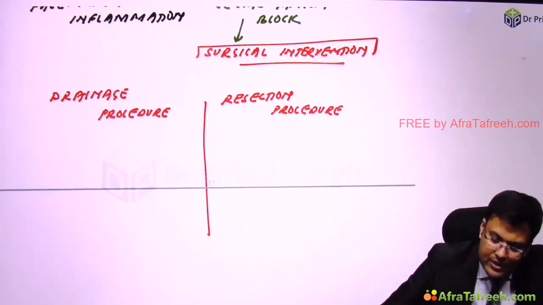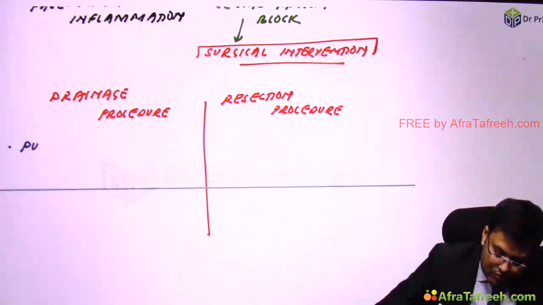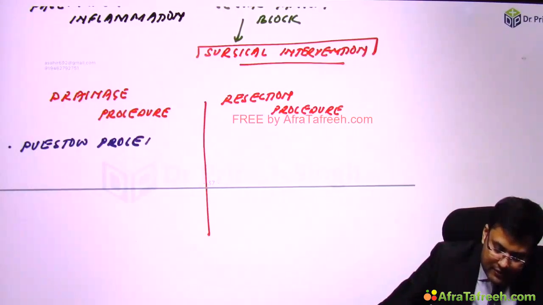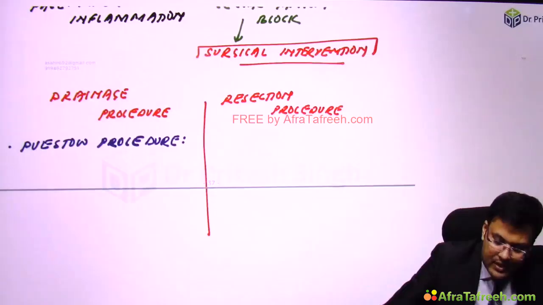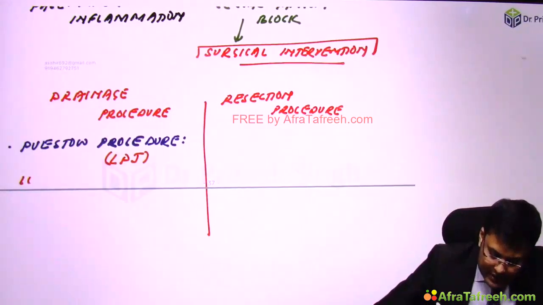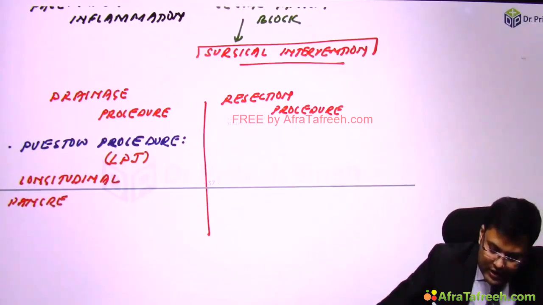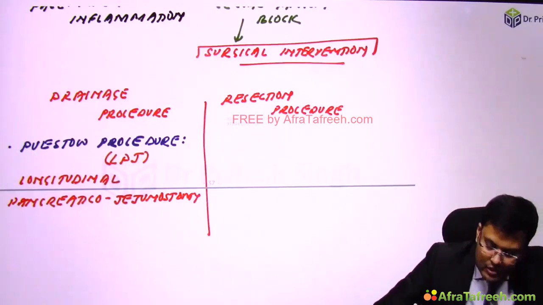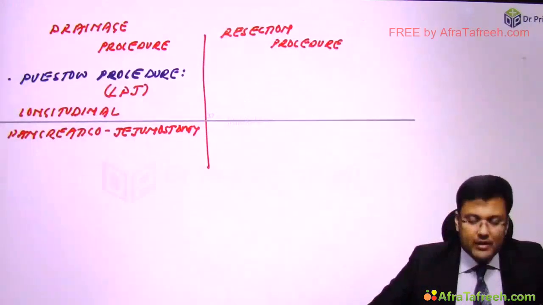Now see, the drainage procedure we generally perform is the Puestow procedure. What's the short name of this procedure? It's known as LPJ. And what is the full form? It's the longitudinal pancreatico jejunostomy.